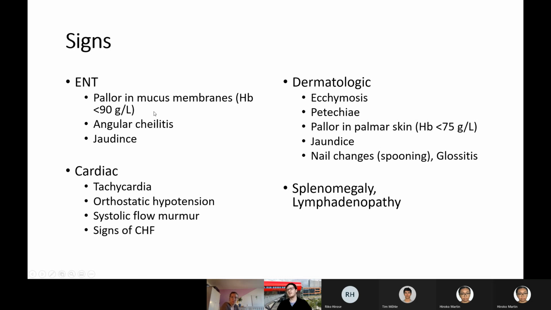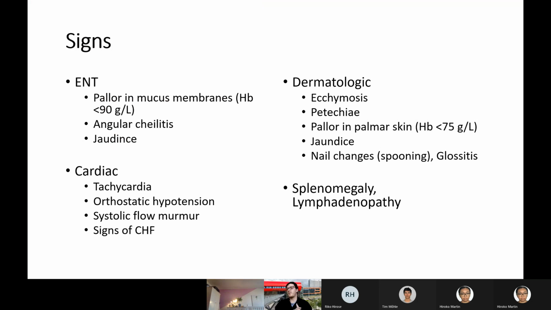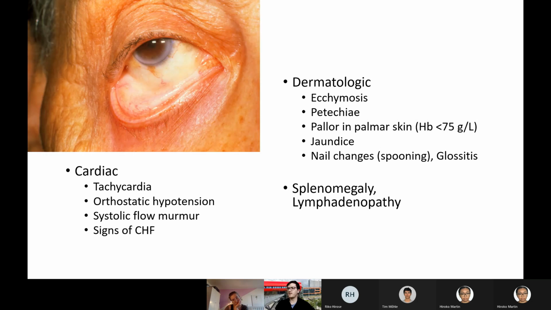So in ENT, the first sign you might see is pallor in the conjunctiva. This looks like this. This might be one of the first signs. Although we describe pallor in mucous membranes, we usually look at the conjunctiva, which is a mucous membrane, but it's the best seen there. Angular cheilitis is a mild inflammation around the angles of the mouth. And then in some cases, jaundice, which can also be seen in the conjunctiva or in the sclera.